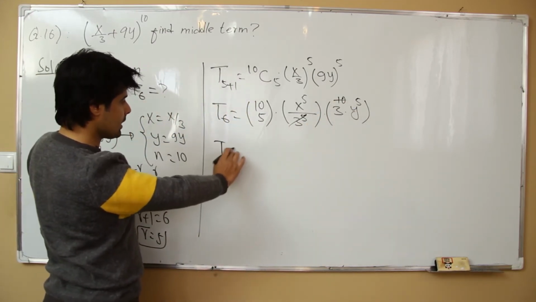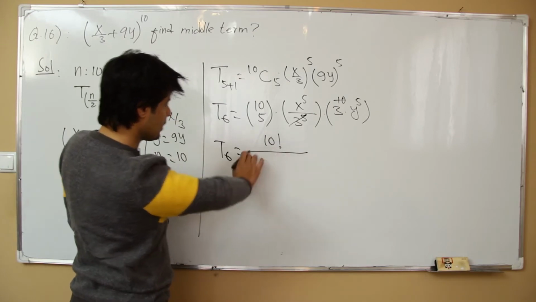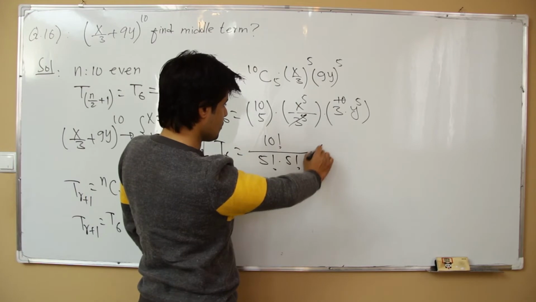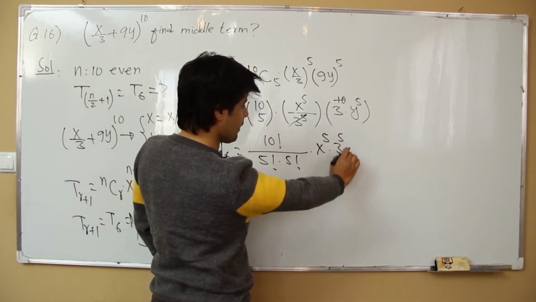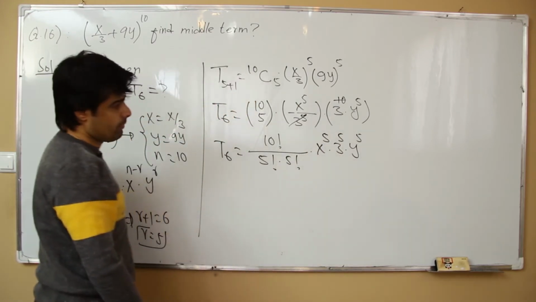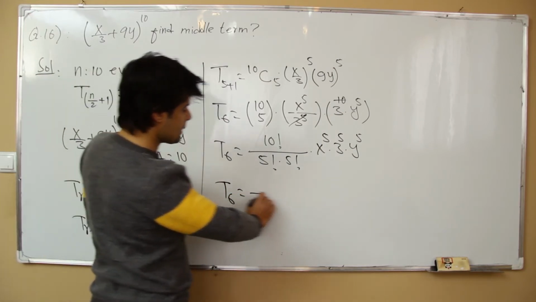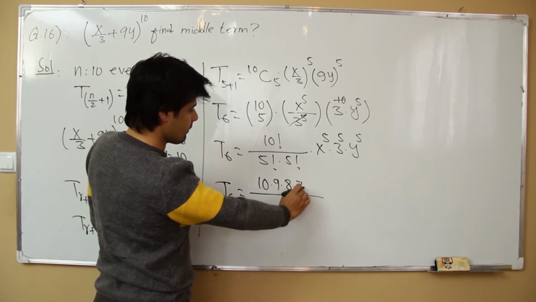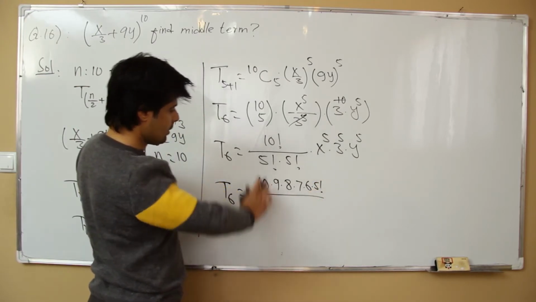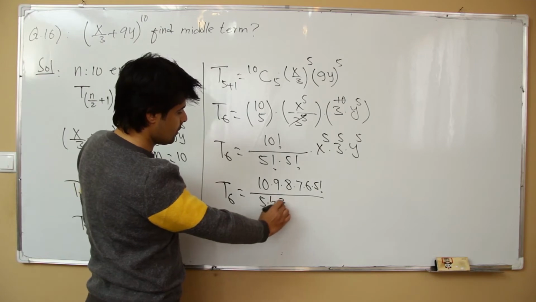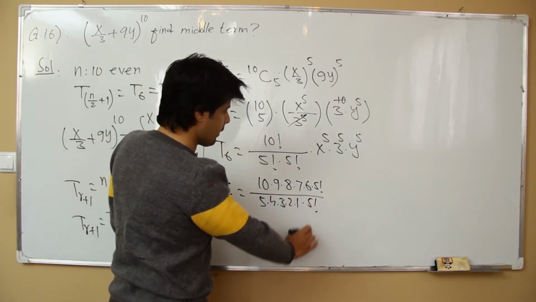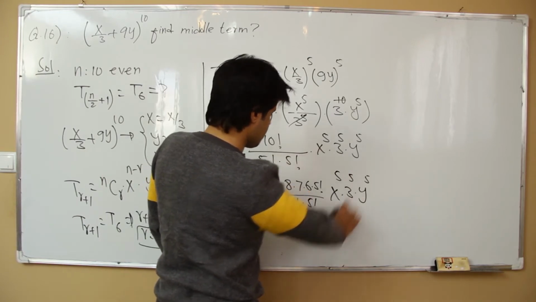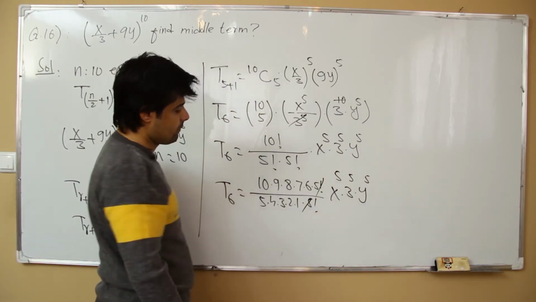We can cancel 5 of this with this one. So you have T6 is, this one means 10 factorial over (10 minus 5) factorial times 5 factorial, and you have x to the power 5, 3 to the power 5, y to the power 5. Now you have T6, 10 factorial, 10, 9, 8, 7, 6, and 5 factorial. This 5 factorial is 5, 4, 3, 2, 1, and we have 5 factorial, x to the power 5, 3 to the power 5, y raised to the power 5. 5 factorial with this 5 factorial can be cancelled.